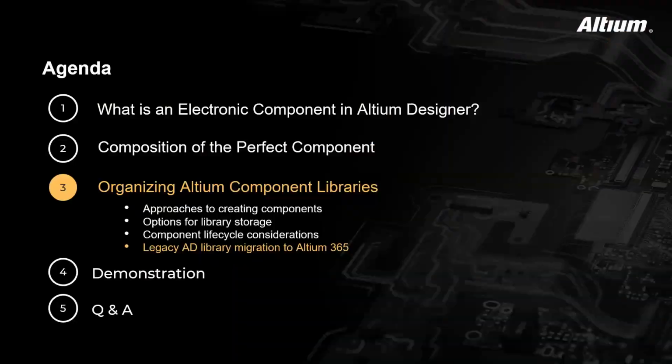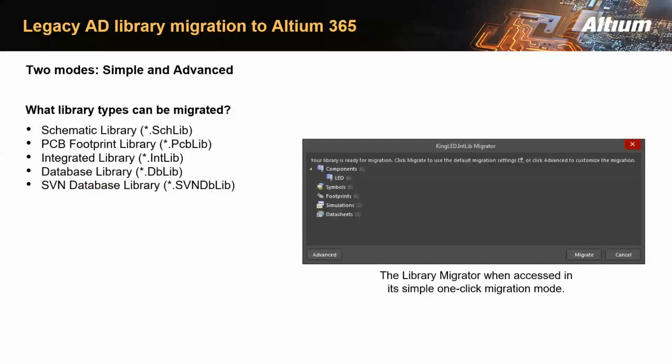Now let us discuss the Altium Designer library migrator. The library migrator has two primary modes, simple and advanced, which are listed, and the library types that can be migrated. The screenshot is of simple mode, and we will cover this in the demonstration.